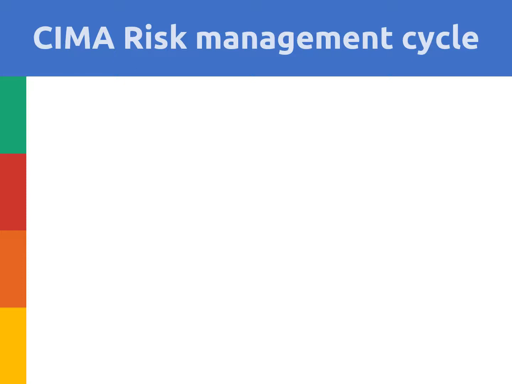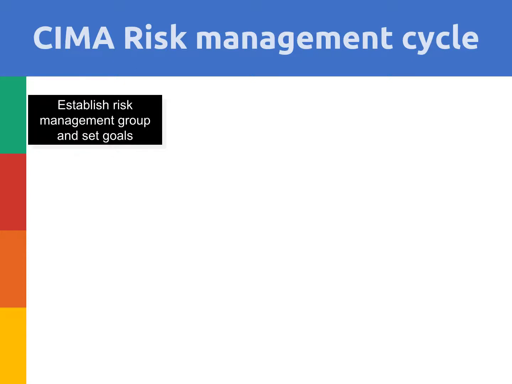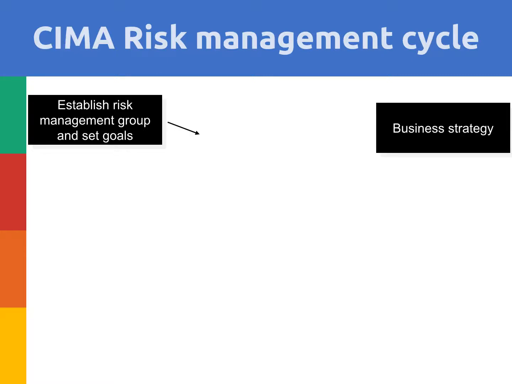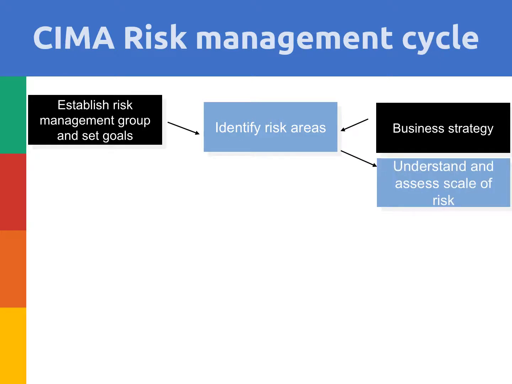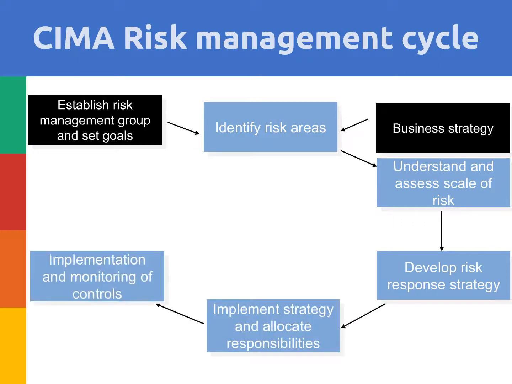Looking at the second way that risk may be examined, how an entity manages risk, we can start with CIMA's risk management cycle. This uses various different sources, taking into account the overall business strategy, to identify areas which may cause risk in the business. These risks are then assessed in terms of the impact they may have and how likely they are, before a risk response is developed and then monitored.